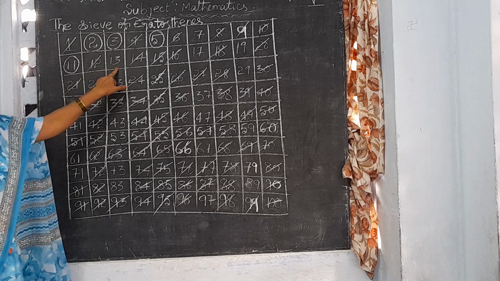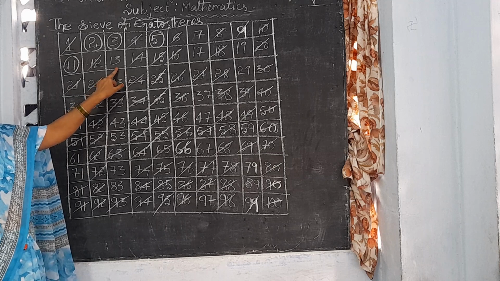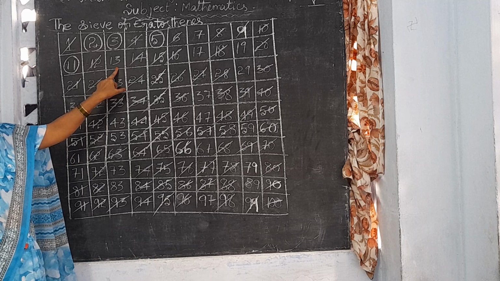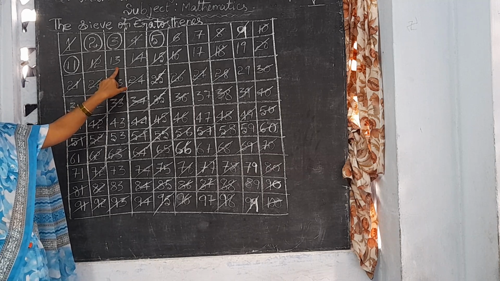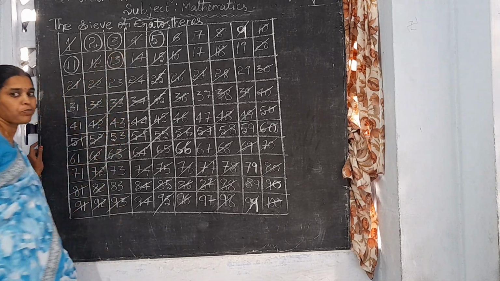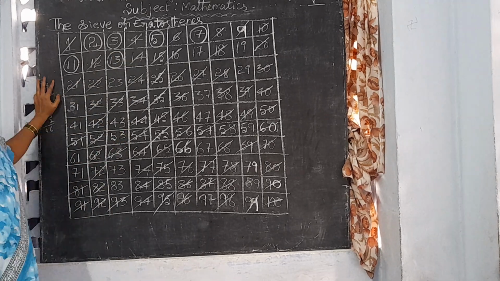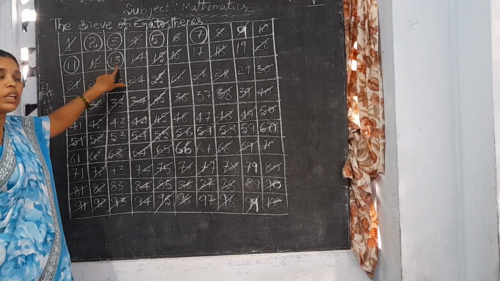Is 13 a prime number or a composite number? 13 1s are 13. No other factors except 1 and 13. So 13 is a prime number. Please circle the 13. Now the 13 table. 13 is a prime number.